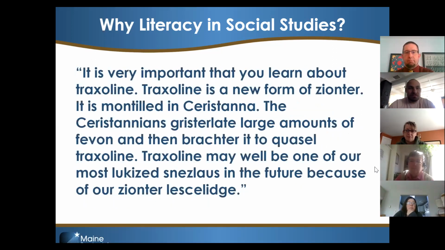It is very important that you learn about Traxylene. Traxylene is a new form of Zianter. It is montilled in Seristana. The Seristanians gristulate large amounts of Fevon and then broctor it to quasal Traxylene. Traxylene may well be one of our most leucized snislaus in the future because of our Zianter lessolage.